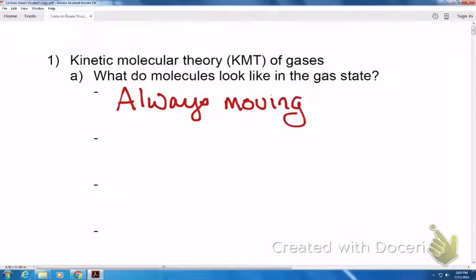Sorry, my bad. They're always moving, constant motion. The other thing is gas molecules in kinetic molecular theory have very little attraction for each other. So we tend to say no intermolecular attractions or no attractions to each other. I'll write those both things out. So no attractions between gas molecules.